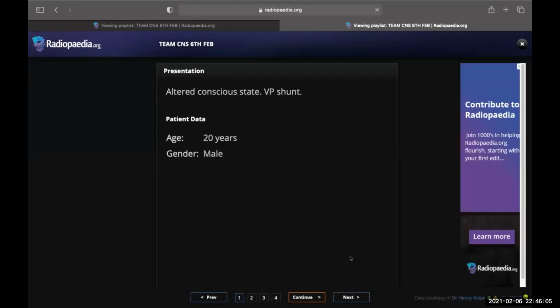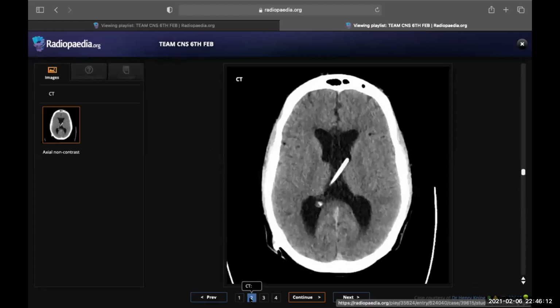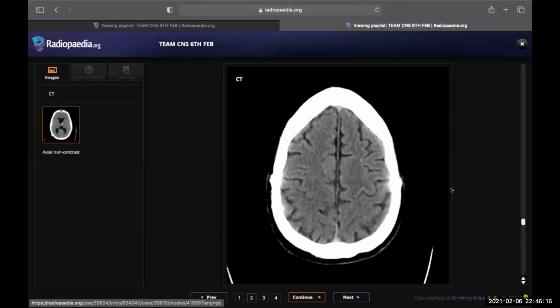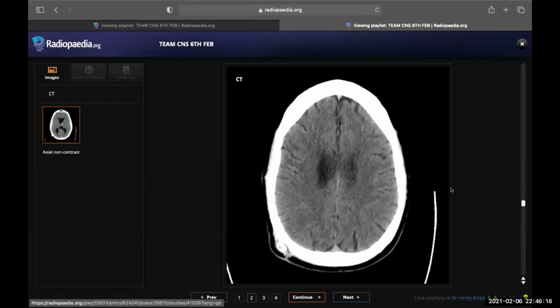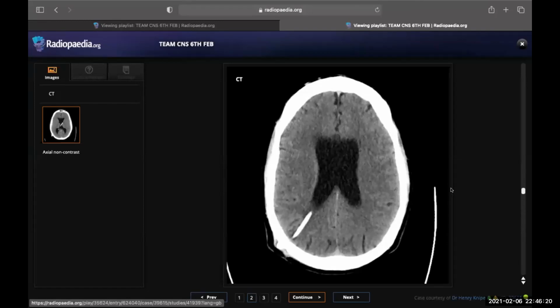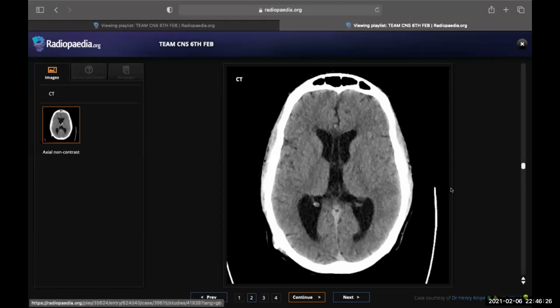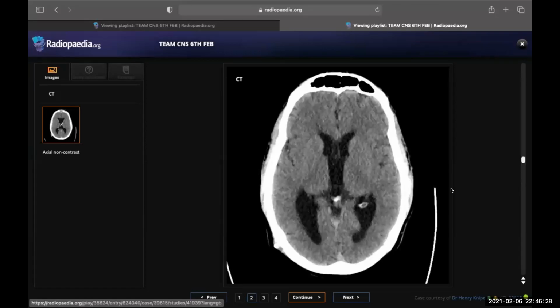20 years old male with altered consciousness, VP shunt. Okay. You're doing great, Dr. Sulafa. Go ahead. So this is a non-contrast CT of the brain. I can see the VP shunt. It's deep in the left lateral ventricle.